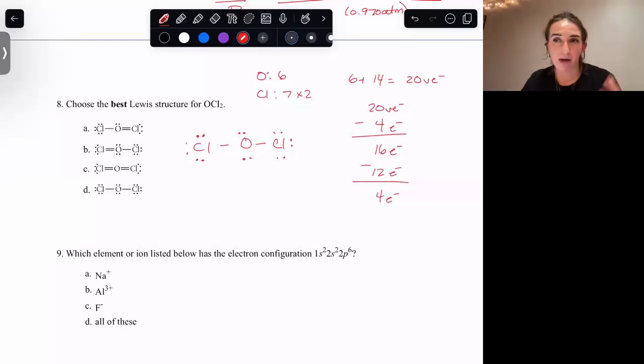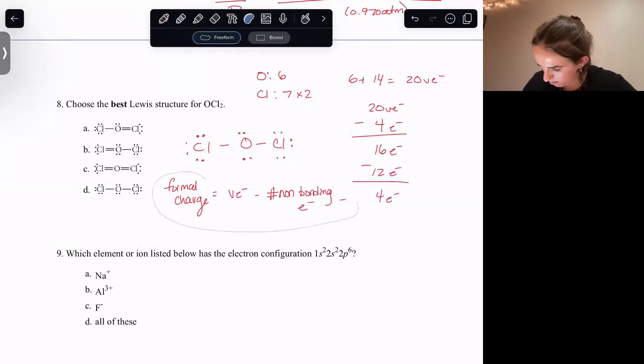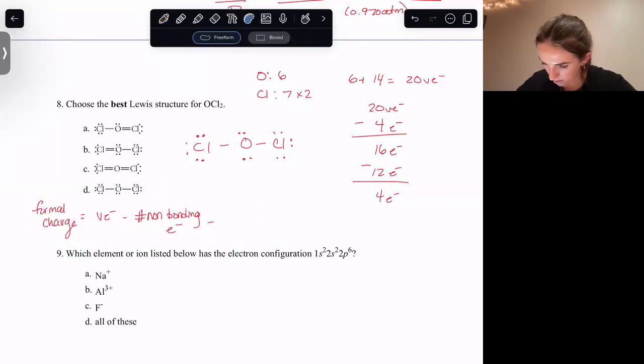We're now asked to find the best Lewis structure. So the first thing you're going to do when you're asked to solve for the best Lewis structure is to calculate the formal charge. And your formal charge is the valence electrons minus the number of non-bonding electrons minus one-half bonding electrons.